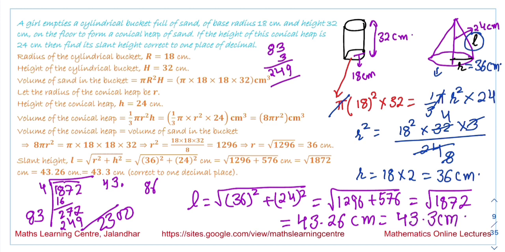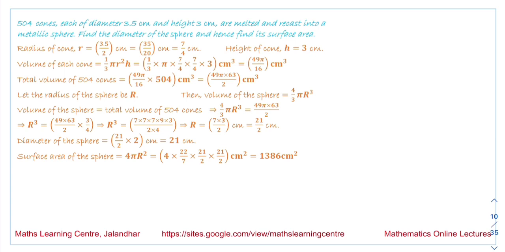This is the required slant height up to 1 decimal place. Now the next question: we have 504 cones, each of diameter 3.5 centimeters and height 3 centimeters, melted and recast into a metallic sphere. So we have to find the diameter of the sphere.